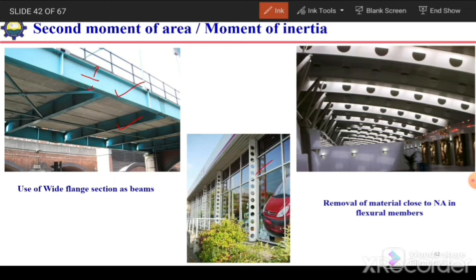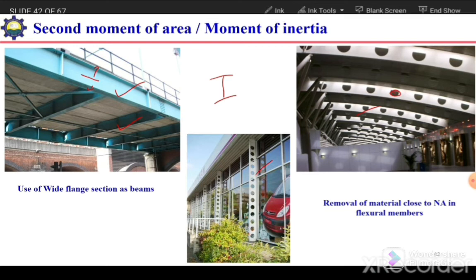Similarly, if we see these two figures, we have removed the material near the neutral axis, because the material near the neutral axis will not contribute much to the second moment of area. So we can remove the material near the neutral axis and the stiffness of the structure will not be affected. By removing or punching these holes, it will also reduce the wind loads. So we get a dual benefit: we have reduced the wind effect as well as saved material without affecting the stiffness of the member.